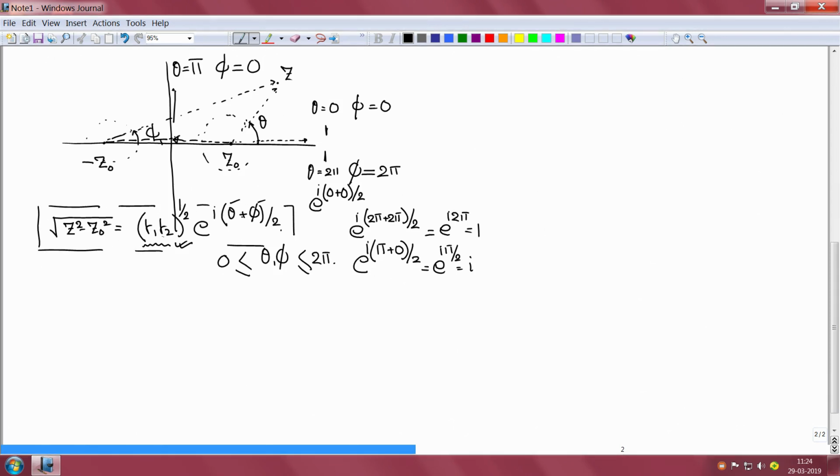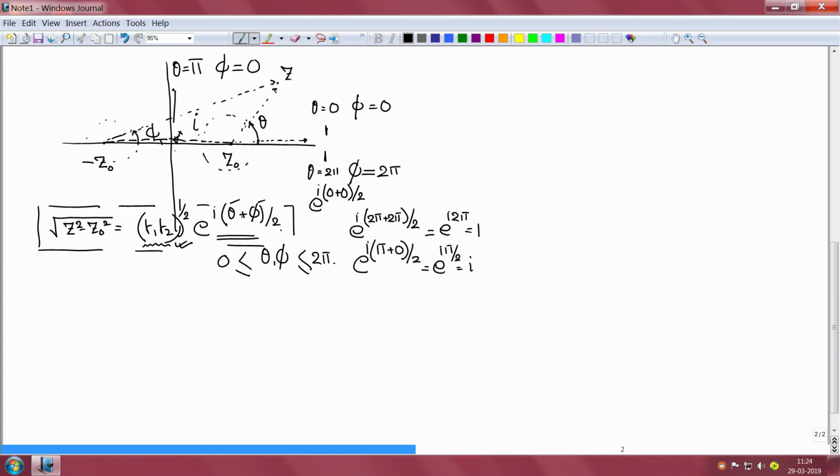Now r1 r2 to the power half is a real number, so it does not create problems. The problem comes from these angles. So here I get I above, here I get I.